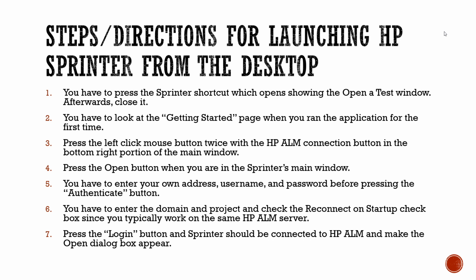Step 4. Press the Open button when you are in Sprinter's main window. Step 5. Enter your own address, username, and password before pressing the Authenticate button. Step 6. Enter the domain and project and check the Reconnect on Startup check box, since you typically work on the same HP ALM server. Step 7, the last step. Press the Login button and Sprinter should be connected to HP ALM and make the open dialog box appear.